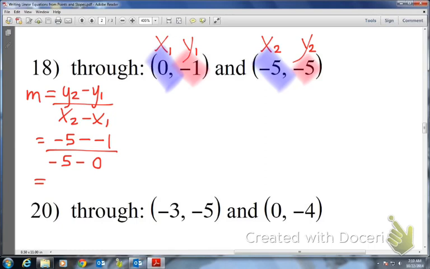So if I simplify on the top, I have negative 5 plus 1. And negative 5 and plus 1, those are opposite signs or different signs. So I'm going to subtract those numbers, and I'm going to keep the sign of the bigger number. And since 5 is bigger, I'm going to keep it negative. So that was me simplifying the top of this fraction.